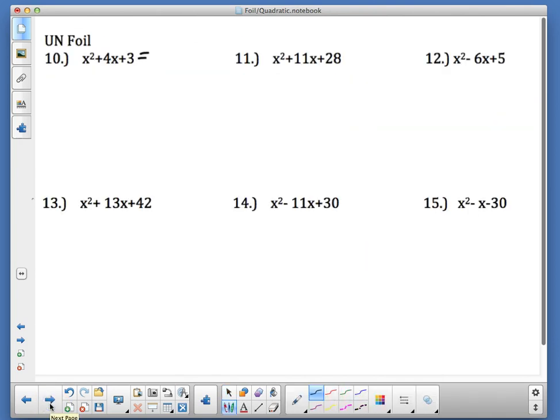And why do I unfoil? I unfoil to find solutions. And when I'm finding solutions, I must have it equal to 0. And we talked about this. Ax squared plus bx plus c equals 0. Then you can use the quadratic formula. If you have it ax squared plus bx plus c equals 0, you can find the zeros.